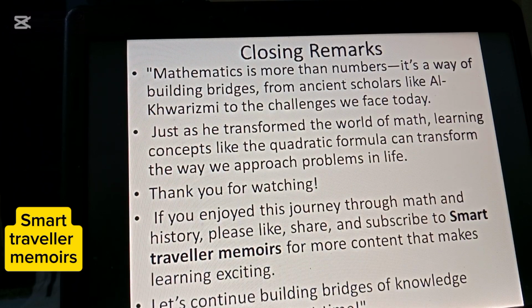Closing remarks. Mathematics is more than numbers. It's a way of building bridges from ancient scholars like Al-Khwarizmi to the challenges we face today. Just as he transformed the world of maths, learning concepts like the quadratic formula can transform the way we approach problems in life.